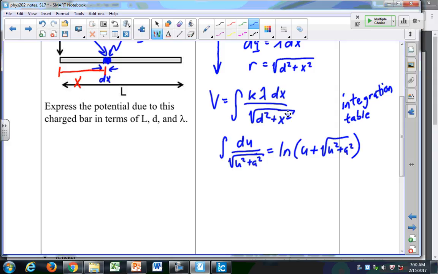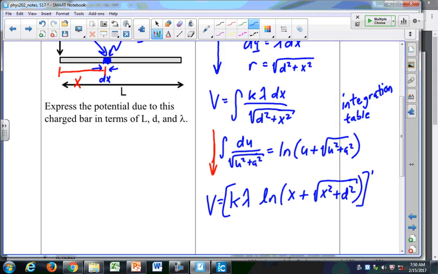And this gives the form. Notice I take my k lambda out, so I have du as dx, u is x, a is d, because that's a constant. And then it gives me the form for this integral. And so then if I apply that, I get an expression for V, and it is k lambda, because that comes out, times the natural log of x, that's my u, plus the square root of x squared plus d squared. a is d. a is a constant in that integration table entry. And then I have to apply my limits of integration from x equals 0 to x equals L.